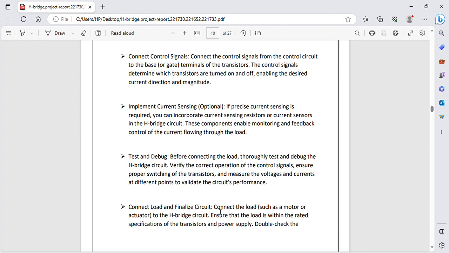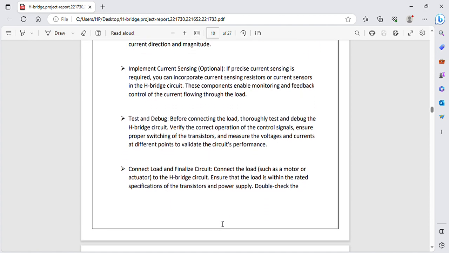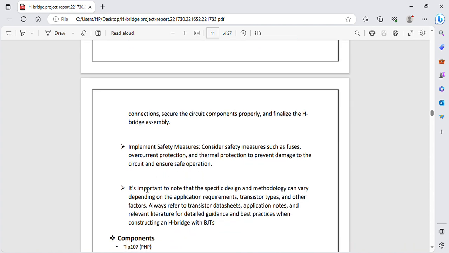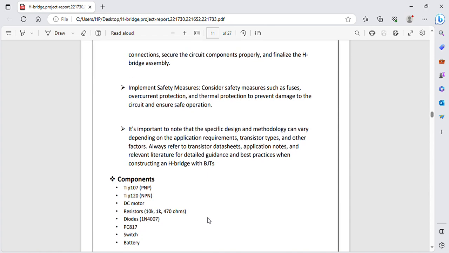Connect the load, such as a motor or an autorouter, to the H-bridge circuit. Ensure that the load is within the rated specifications. Then implement safety measures. And at the end, it is important to note that the specific design and methodology can vary depending on the application's requirements, transistor types, and other relevant literature, for detailed guidance and best practices when constructing an H-bridge with BJTs.